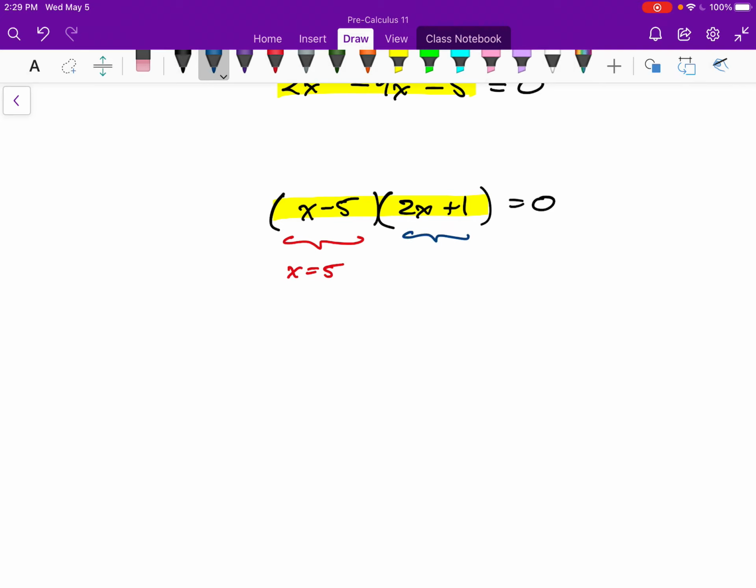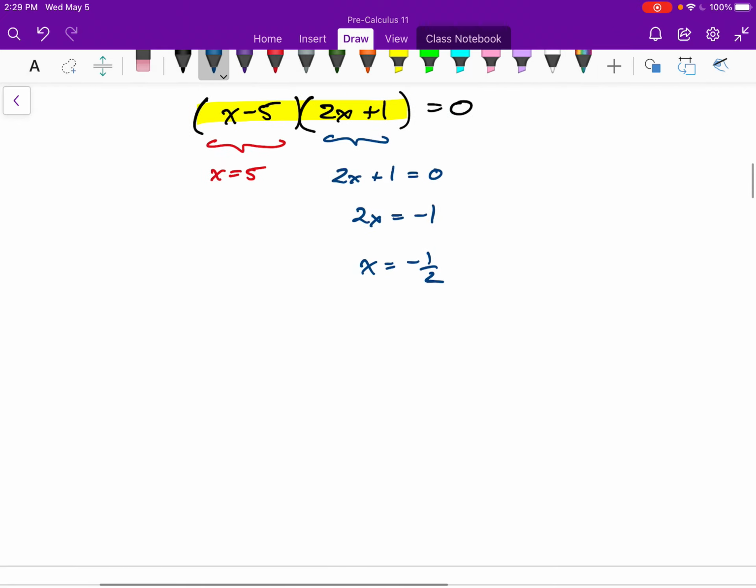Over here, 2x plus 1 has to equal 0. So if you're not sure, just write 2x plus 1 equals 0. Subtract 1 from both sides. That means 2x has to equal negative 1. Divide both sides by 2. x has to equal negative 1/2. So now I can see my 2 solutions. I'll just write it nice and officially here: x equals 5 and negative 1/2.